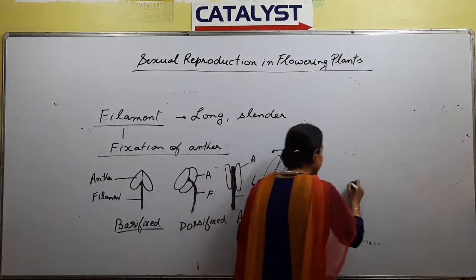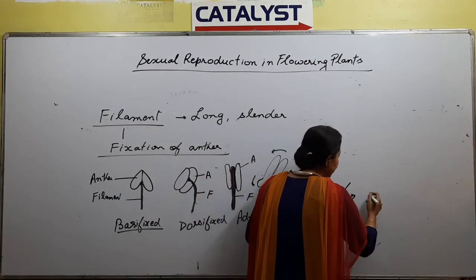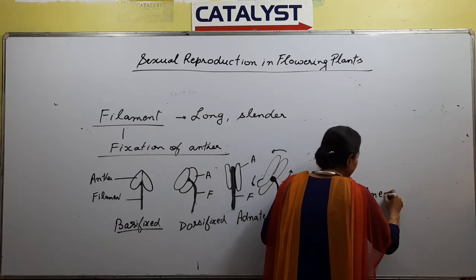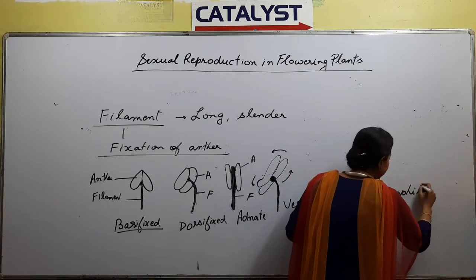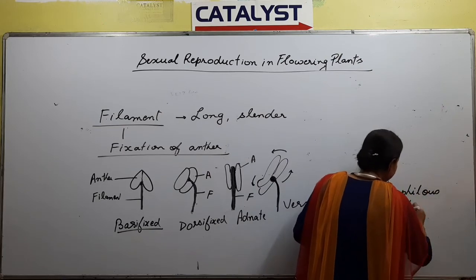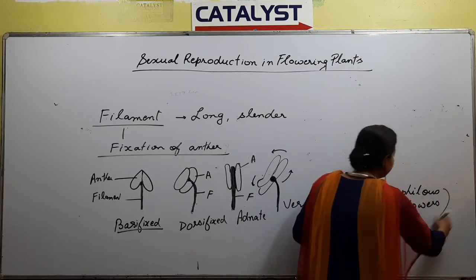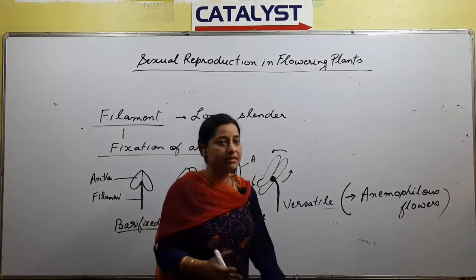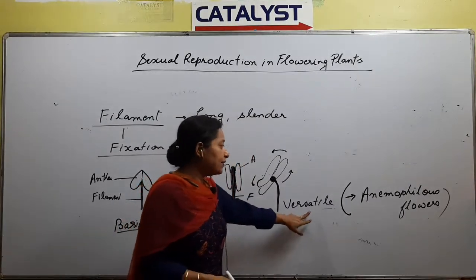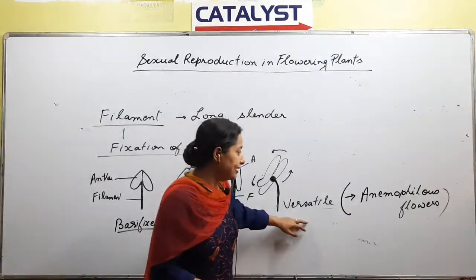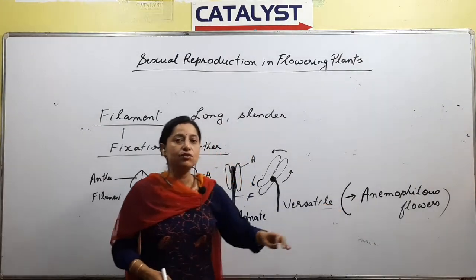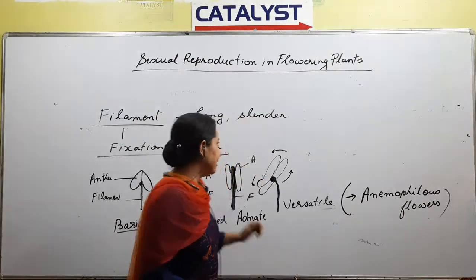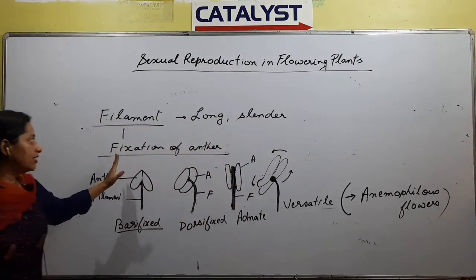One characteristic of versatile is that it is very common in case of anemophilous flowers. So the question is, in anemophilous flowers what kind of anther or what kind of filament, or what condition, can you see? The versatile condition, right? So what is anemophilous? Those plants that are pollinated with the help of wind are called anemophilous.